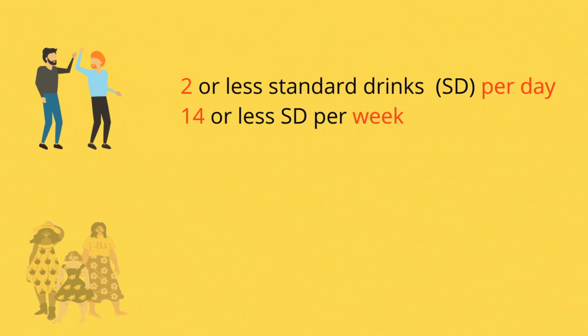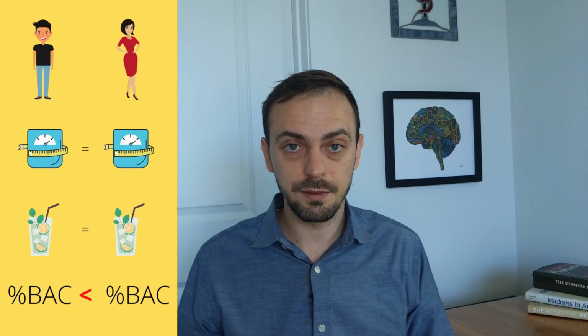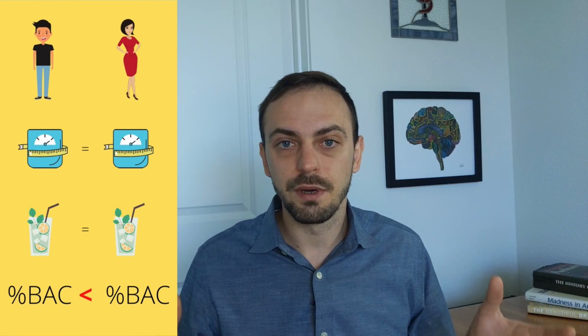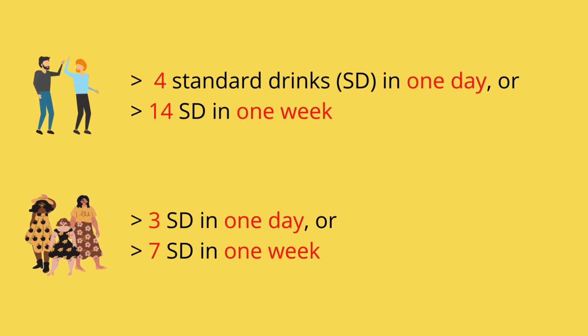By the way, here are the recommended limits of alcohol consumption per day. 2 or less standard drinks per day for men, not to exceed 14 drinks per week, and 1 or less standard drink for women per day, not to exceed 7 drinks per week. The recommended limit is less for women than for men because relative to the body weight, women have less water content. For a given body weight and a given amount of alcohol consumed, women tend to have a higher blood alcohol concentration. There is less water that alcohol can be distributed in, and so this drives the concentration up. And here's the definition of heavy drinking. For men, it is more than 4 drinks per day or more than 14 drinks per week. For women, it is more than 3 drinks per day or 7 drinks per week.